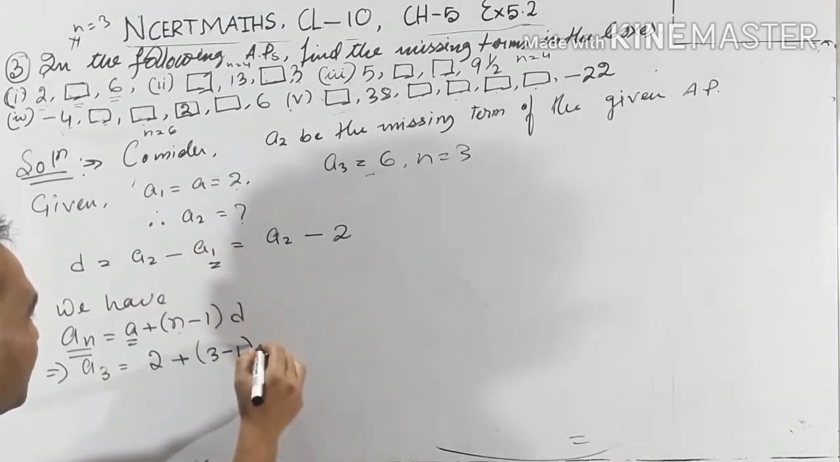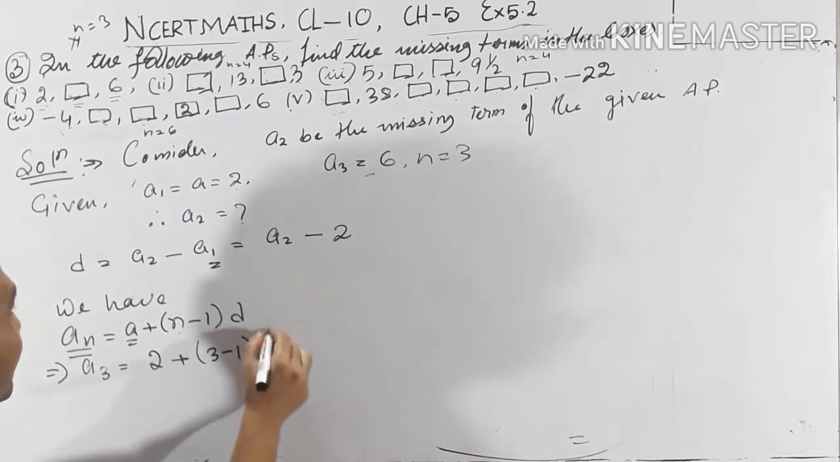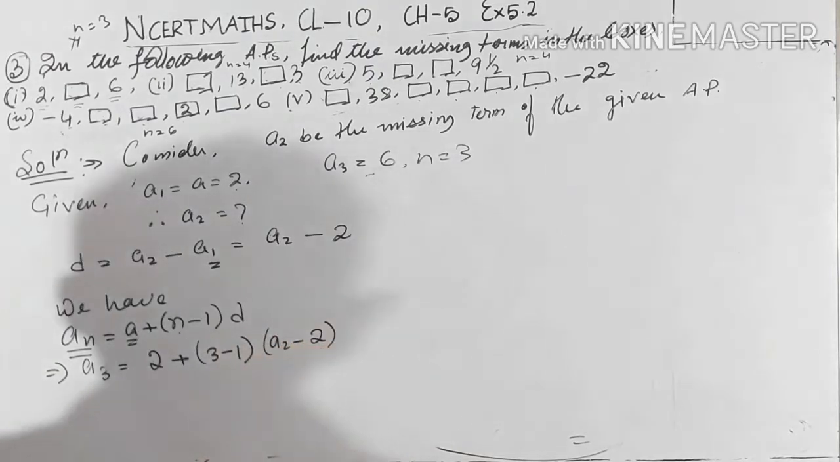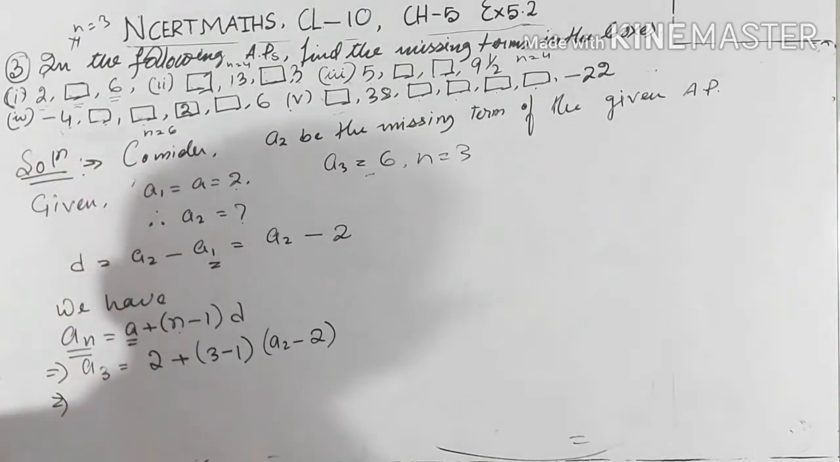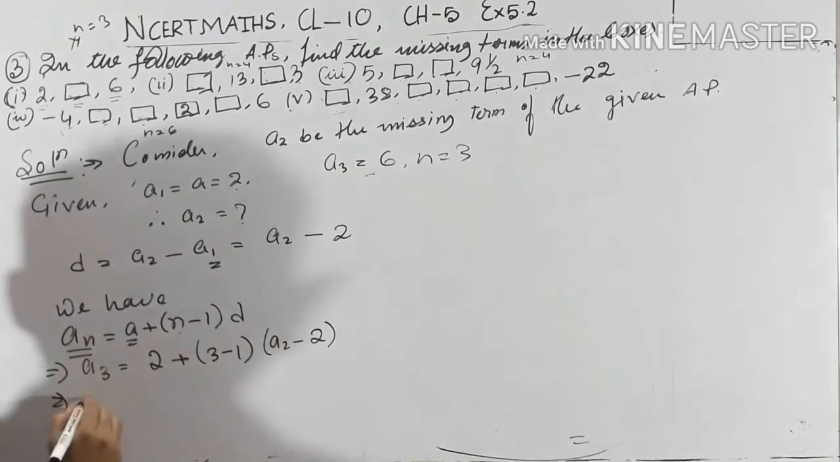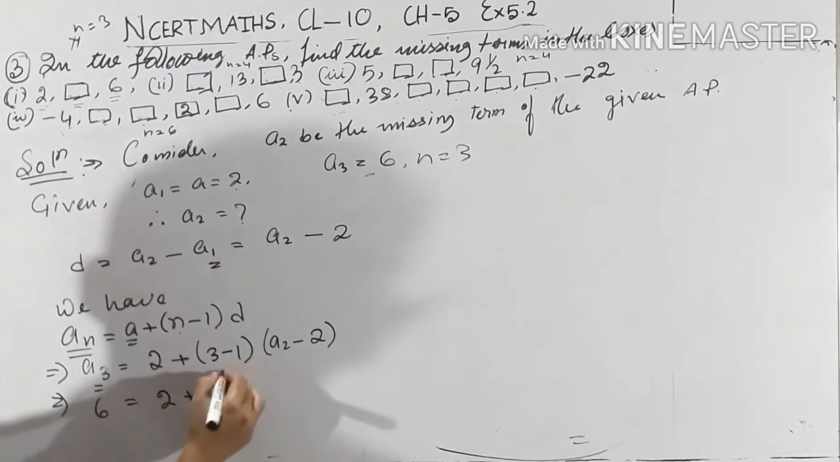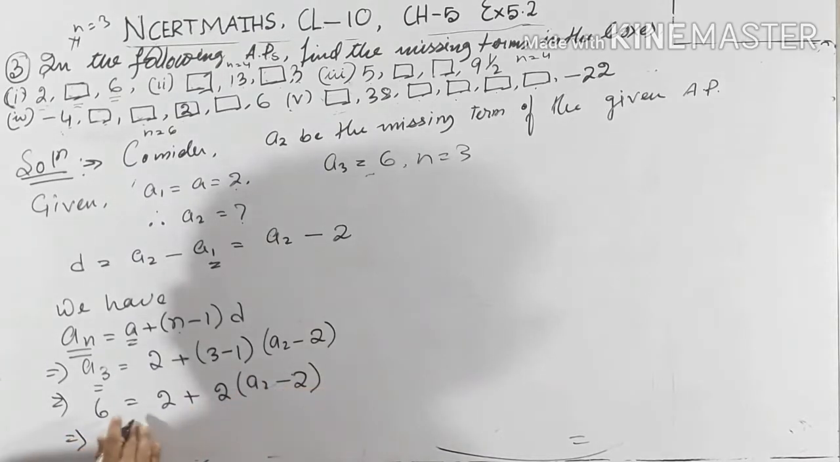What is d actually? That is A2 minus 2, right? This is what we are supposed to find out. A3 is given as 6. So 6 equals 2 plus 3 minus 1, that is 2 times A2 minus 2.